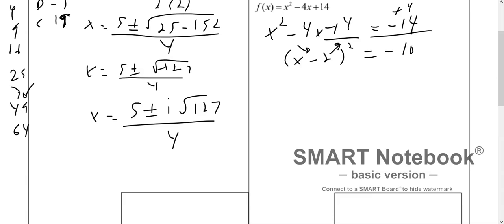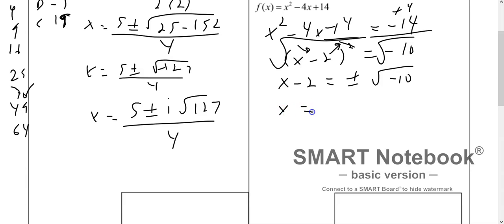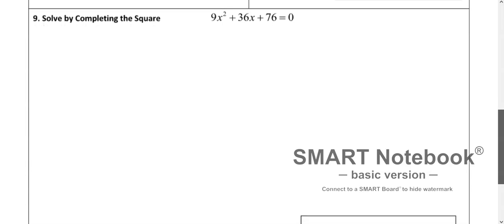So, now I want x minus 2 by itself, so I'm going to square root both sides. That gives me x minus 2 equals plus or minus the square root of negative 10. Now 10 cannot be reduced by any perfect squares, but the negative can come out. So I'm going to move the 2 over, plus 2, plus or minus i root 10. That's all I can do on that one. All right, complete the square.